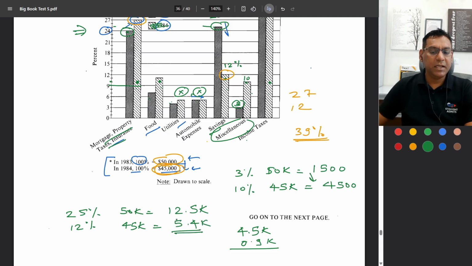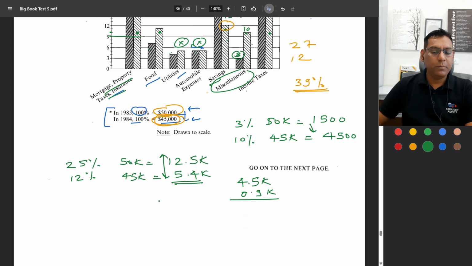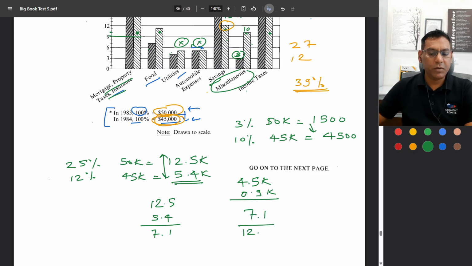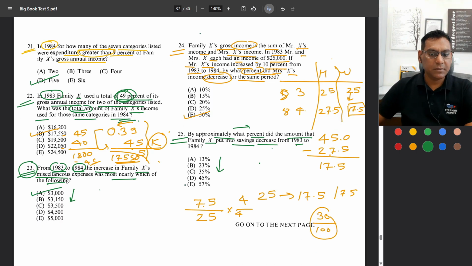Okay, so that decrease was how much? That decrease was from 12.5 to 5.4. Let's do 12.5 minus 5.4, so the decrease is 7.1. 7.1 on the base of 12.5, that much percent. Again I multiply by 8, I get 56 on top, 56 point something, and on the bottom I get 100. Okay, so something like 56.8, right? Or rounded off to 57. That's the answer, 57%.